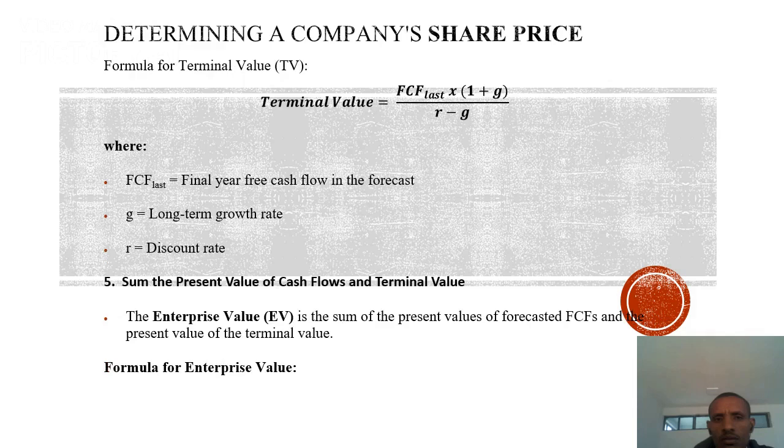The terminal value, TV, is calculated using the formula TV equals FCF_last times (1 plus G), divided by (R minus G), where FCF_last is the final year of free cash flow in the forecast, G is the long-term growth rate, and R is the discount rate. Sum the present value of cash flows and terminal value to get the enterprise value, EV.